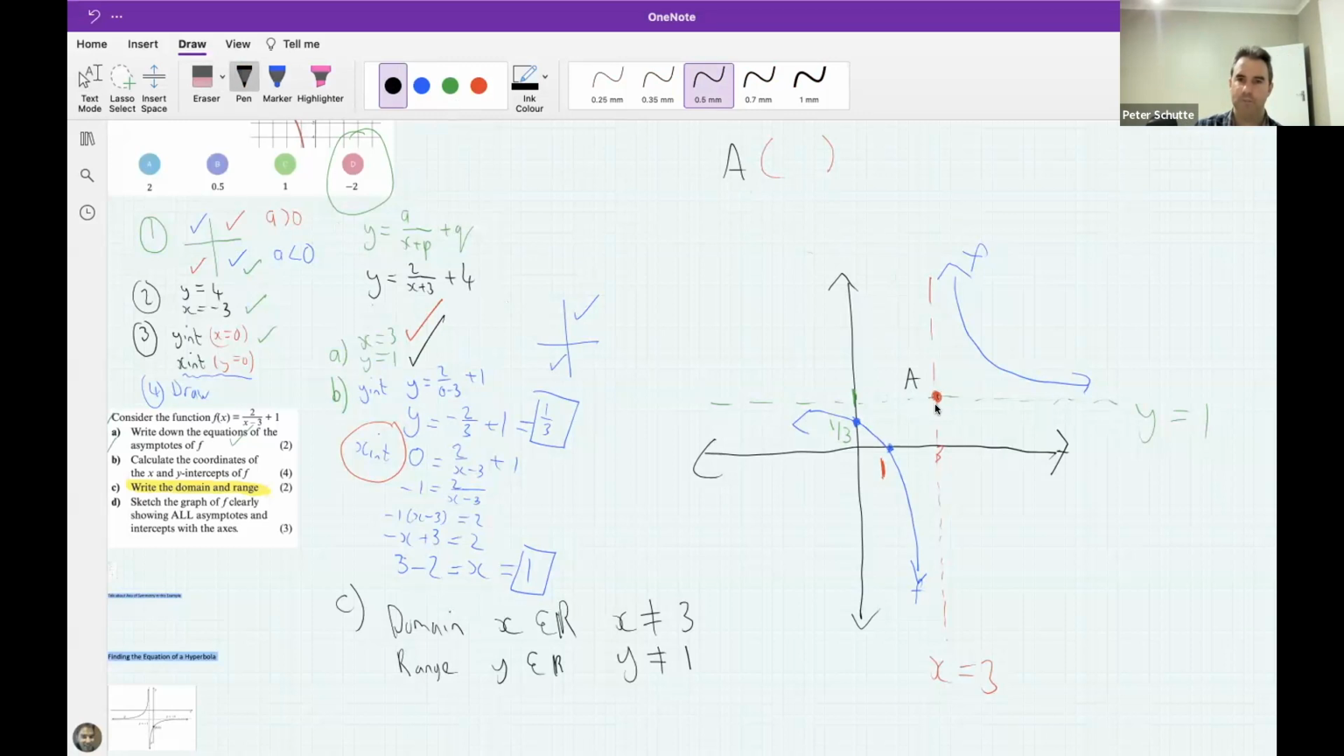So it's in line with x is 3 and it's in line with y is 1. Okay, so here is the first clue. The axis of symmetry goes through that point.